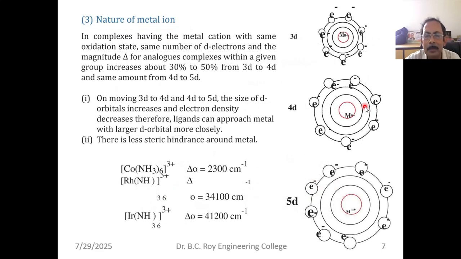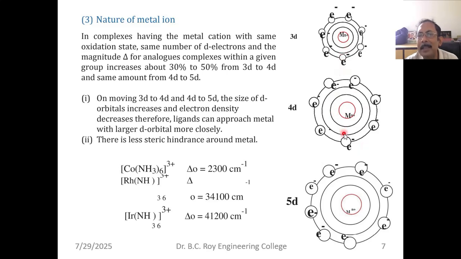Nature of metal ions. If you go downwards in the periodic table, first you get cobalt, below cobalt you get rhodium, then you get iridium. For cobalt, the delta O value is 23000 centimeter inverse, whereas for rhodium we are getting 34100 centimeter inverse, and for iridium we are getting 41200 centimeter inverse. That means as we go down in the periodic table, the splitting energy is increasing. It increases by 30 to 50% from 3D to 4D.